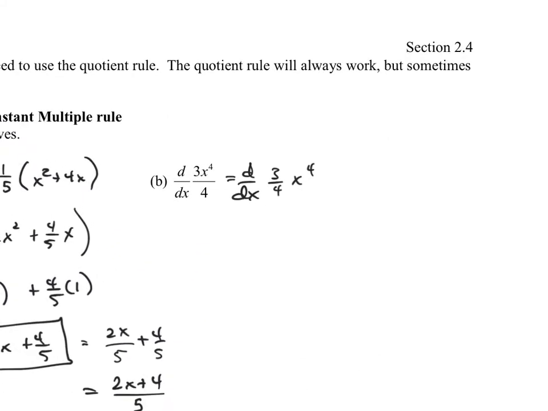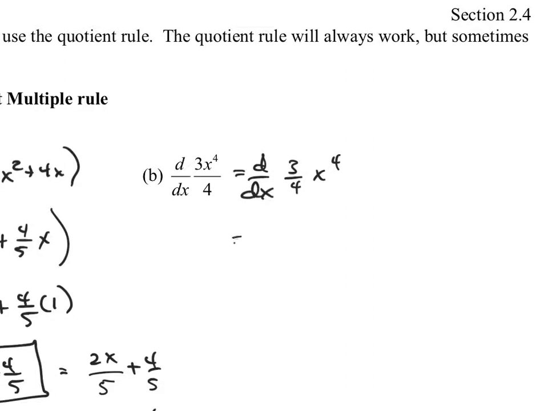So what's the derivative of 3/4 x to the 4th? Well, it's a constant multiple, so that's 3/4 times the derivative of x to the 4th. The derivative of x to the 4th using the power rule is 4x cubed. So look at this, 4 times 3/4, the 4s simplify, and you're left with the final answer of 3x cubed.